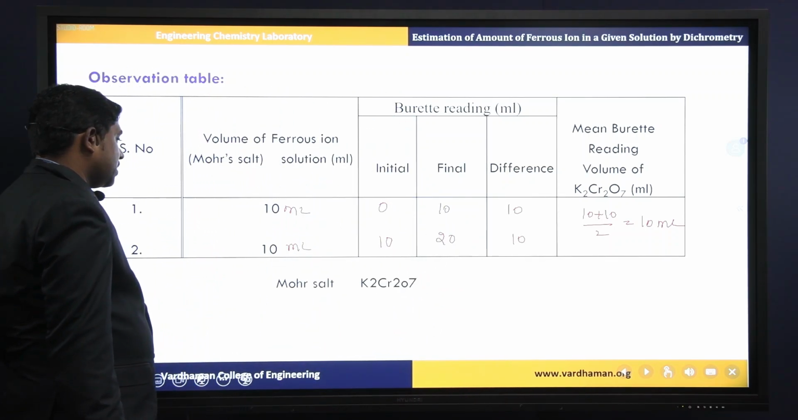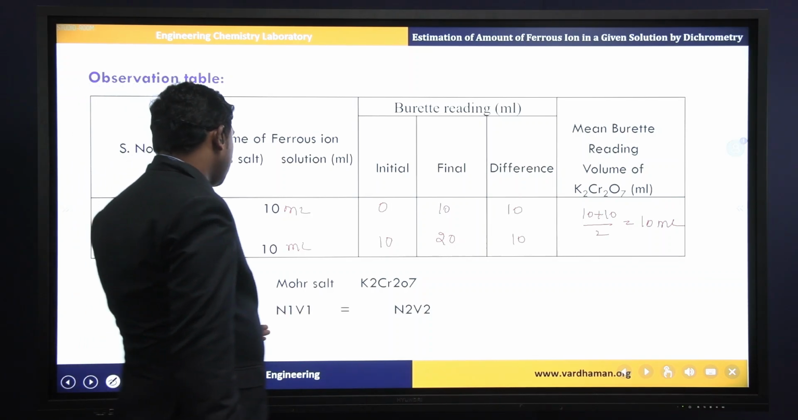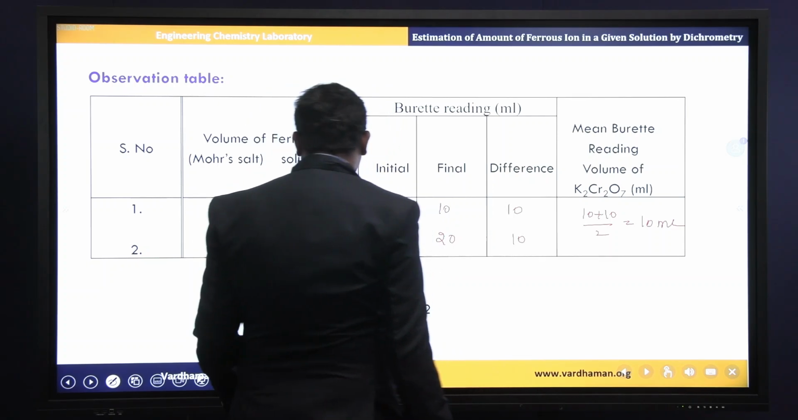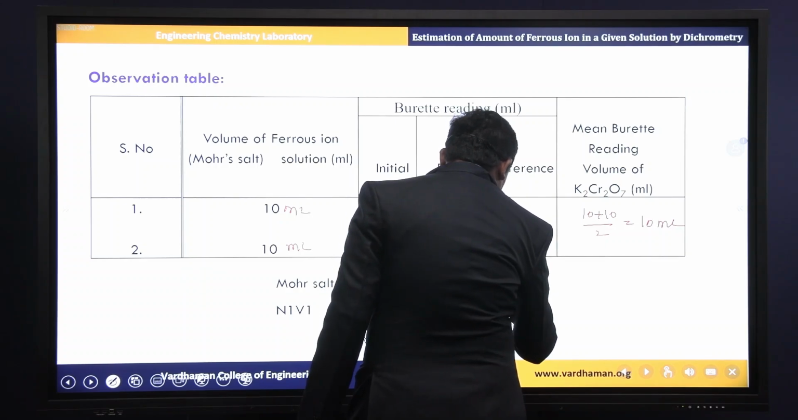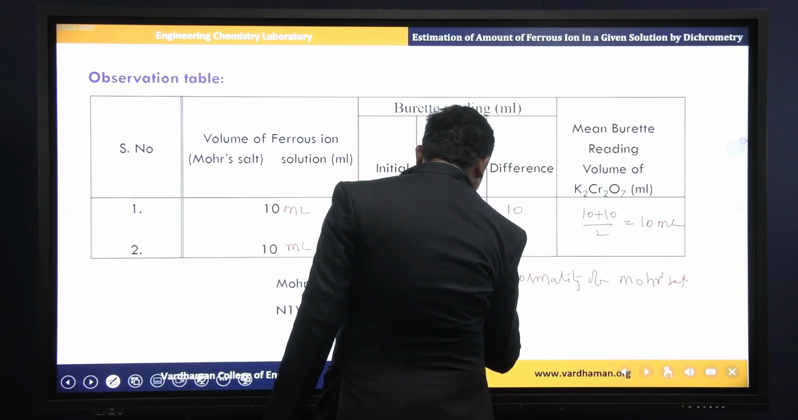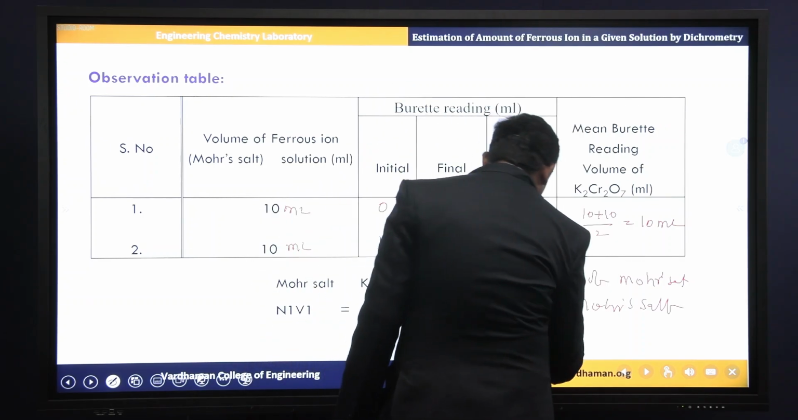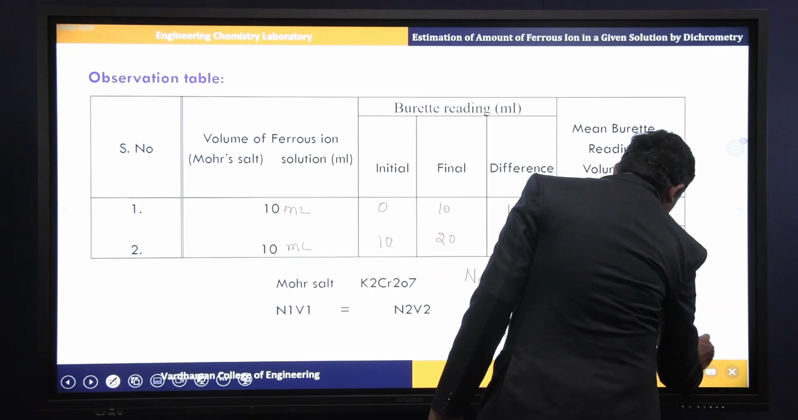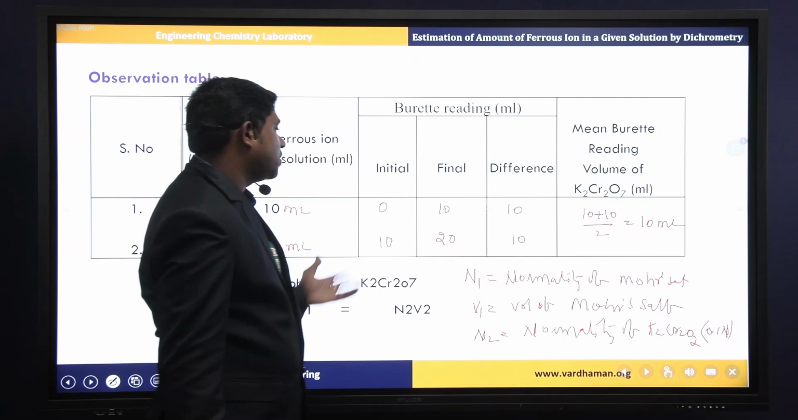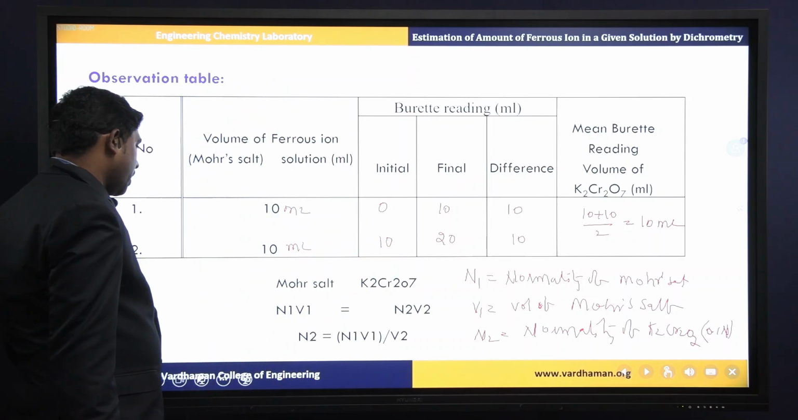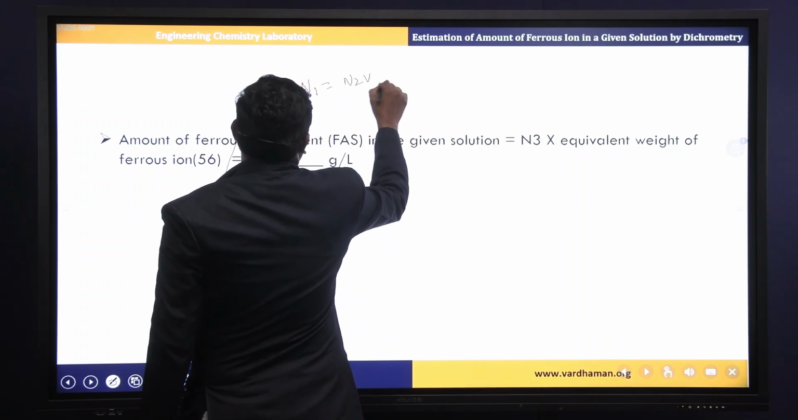And we do the calculations. For Mohr's salt versus potassium dichromate, we have to use the normality principle: N1V1 is equal to N2V2. Here N1 is the normality of Mohr's salt, and V1 is the volume of Mohr's salt. N2 is the normality of potassium dichromate, that is 0.1 normality. V2 is the volume of potassium dichromate, that is the burette reading. So N1 is equal to N2V2 by V1.